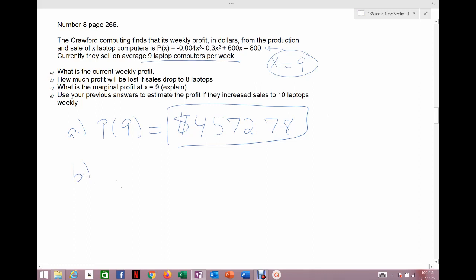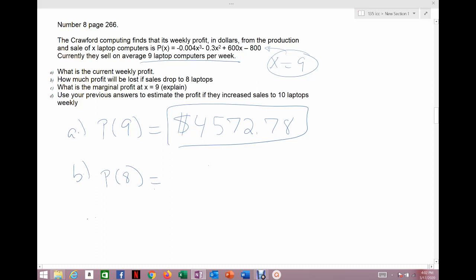So far, nothing about marginal analysis. This is just straight out, what are they exactly? This is using your original function, no derivatives yet. And this is just asking, what if it dropped to 8? What's the profit at 8? And then find the difference in the profit at 8 and the profit at 9.